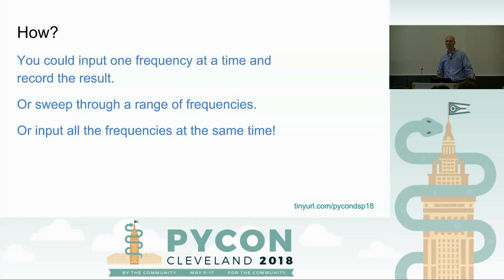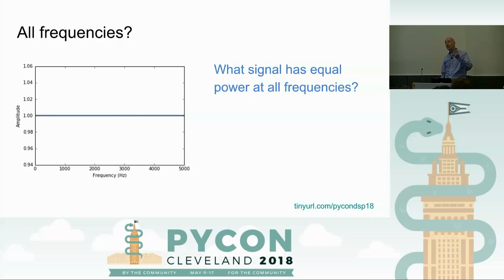So the next question then is, if I want to input all the frequencies at the same time, what should I input into the system? What does a signal look like that contains all frequencies? Well, now you're getting ahead of things. So white noise is one possibility. White noise, on average, has the same amount of energy at all frequencies. And in fact, white noise is one of the ways to characterize a room. But you might have to run the white noise for a long time, because it's only true on average. It's not true in any particular chunk.